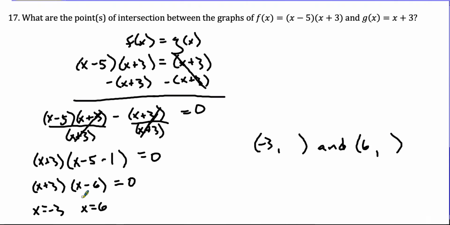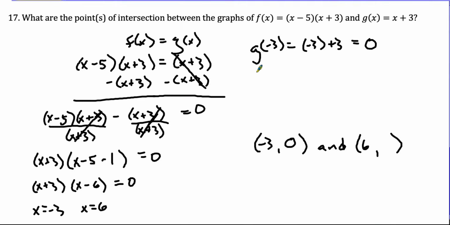To do that, I'm going to plug each of these values back into one of my original equations. It does not matter which one. It looks like g of x would be easier to plug things into. So let's start by plugging negative 3 into g. So g of negative 3 is just going to be negative 3 plus 3. I'm just replacing x with negative 3. Negative 3 plus 3 is 0. So that tells me the y coordinate of this point is 0. If I plug in negative 3, I get 0.